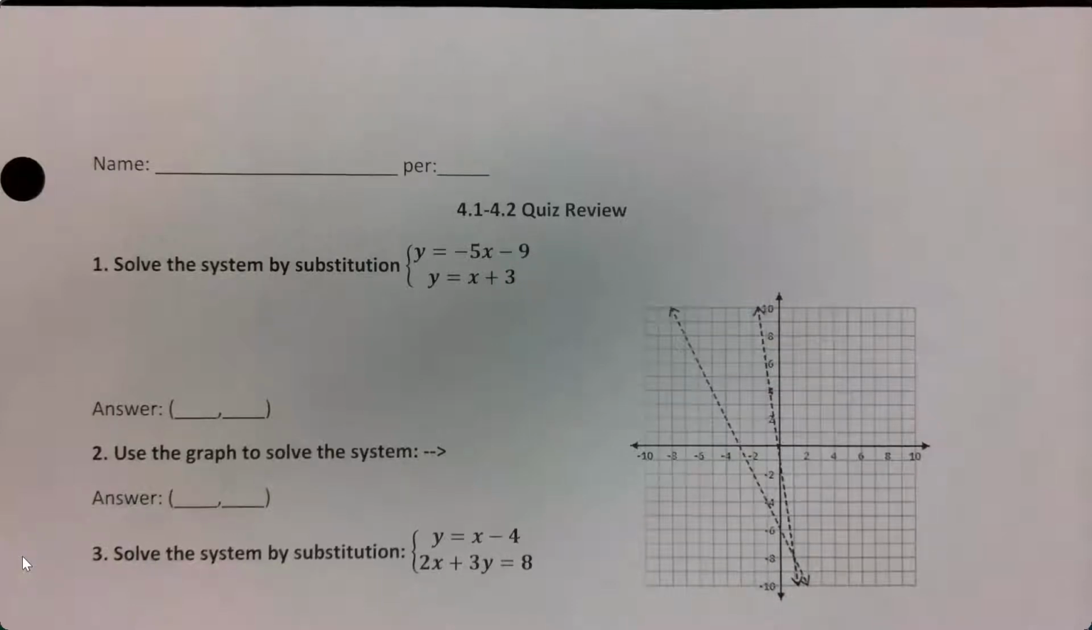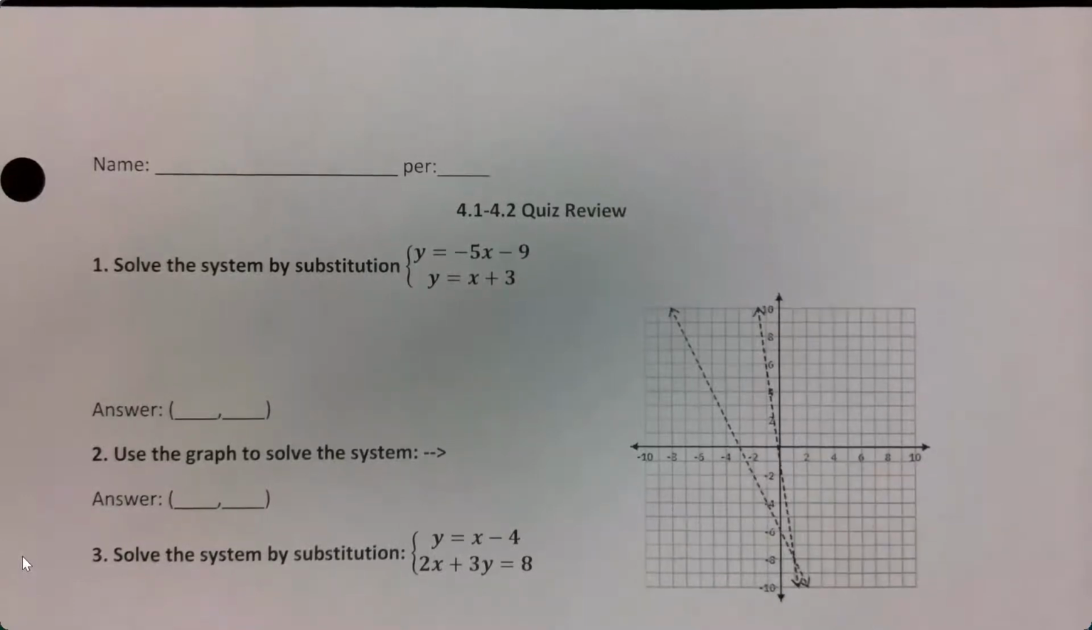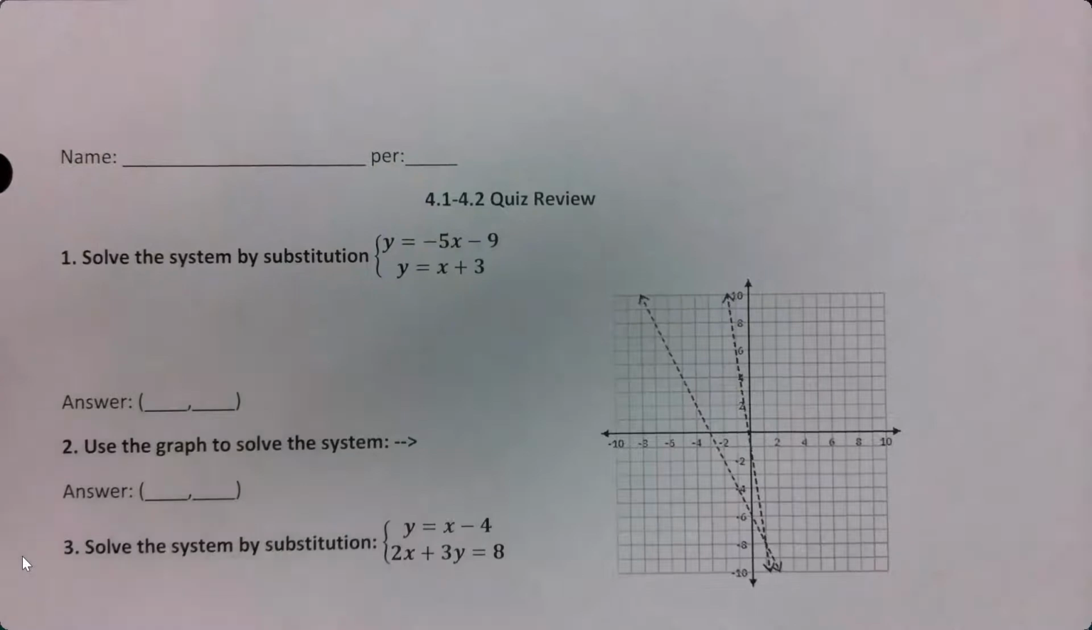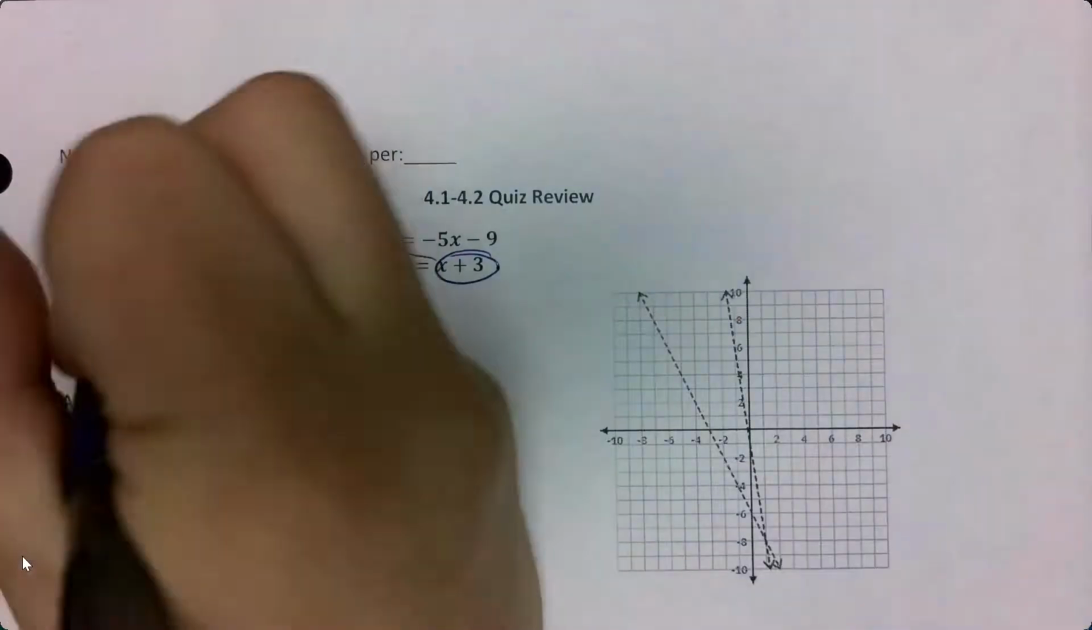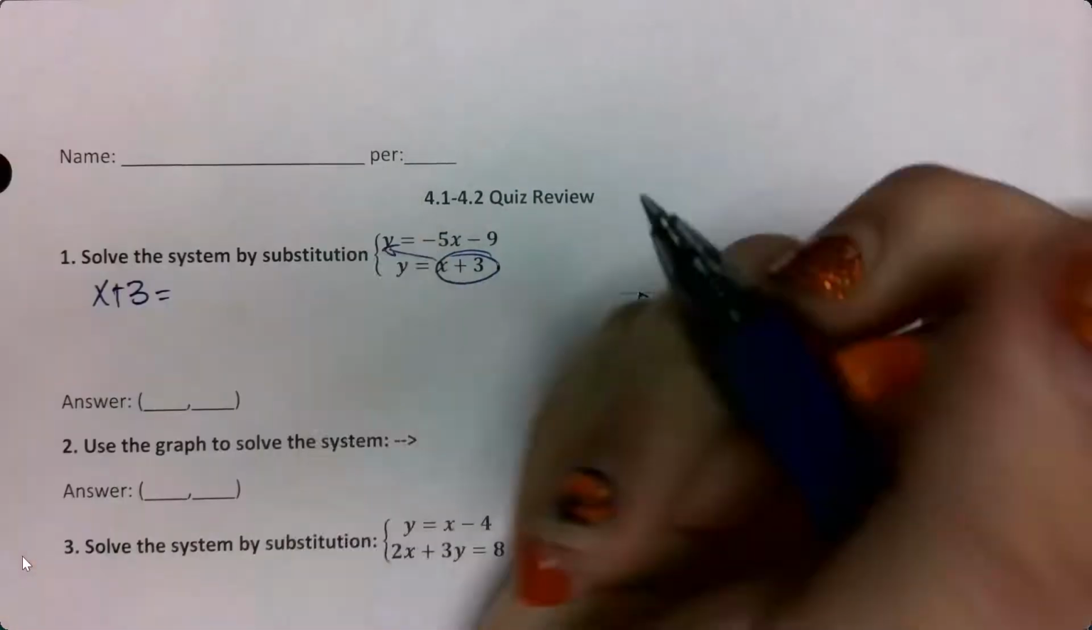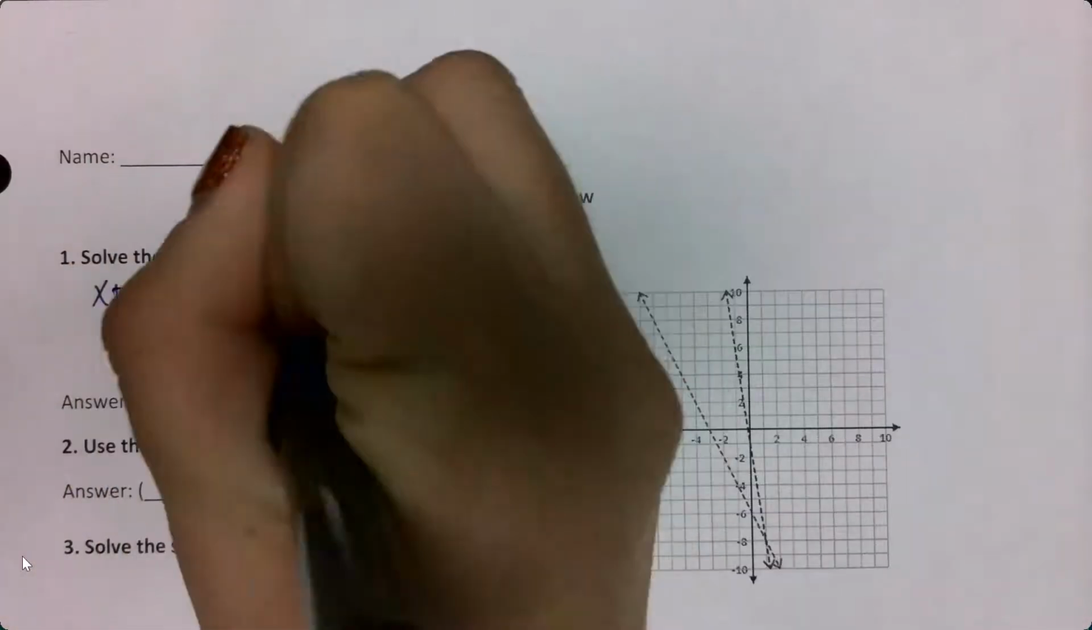Alright, so in this video I'm going to be going over the 4.1 to 4.2 quiz review. This one wants me to solve my system by substitution. So that means I am going to take this and plug in for y. So it's going to give me x plus 3 equals negative 5x minus 9.